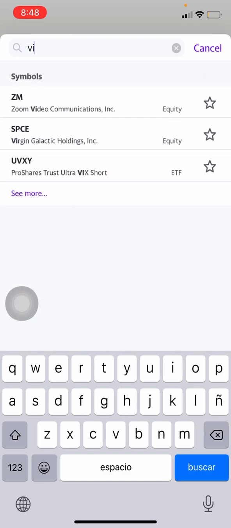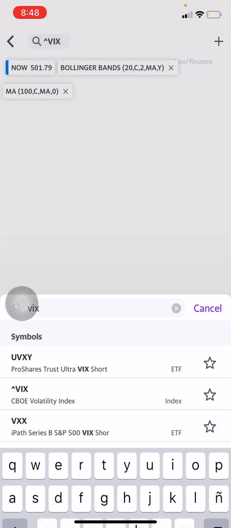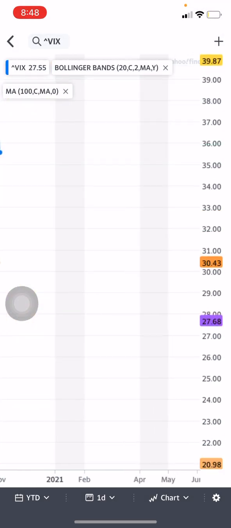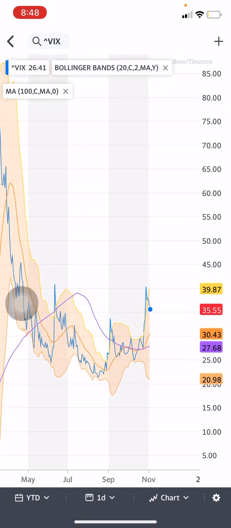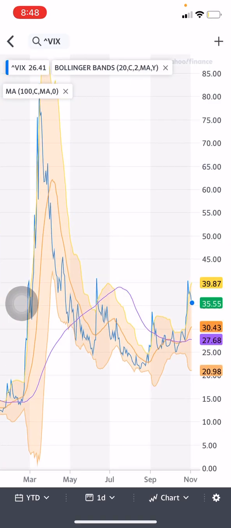So VIX, right? It's not really a stock. It's a volatility index. It just measures how the market is doing in terms of volatility. So I like to use it. I actually used it recently for an options trade I did, which we'll get into in 2021 because I will be adding that into this course, hopefully, when I get everything right and set up.